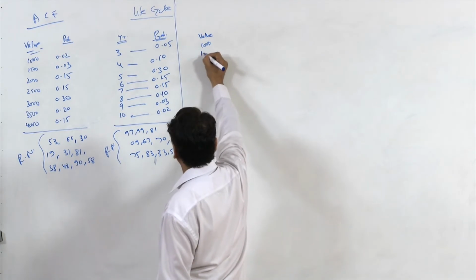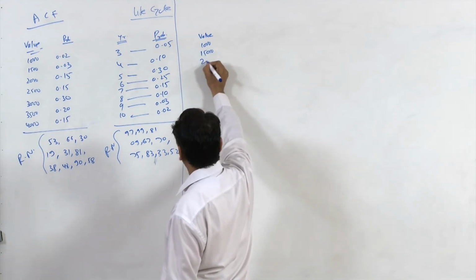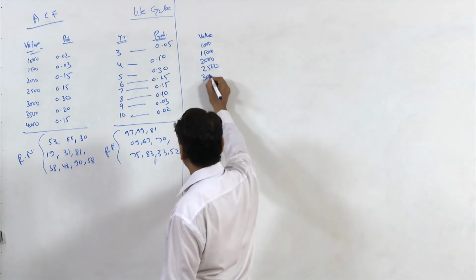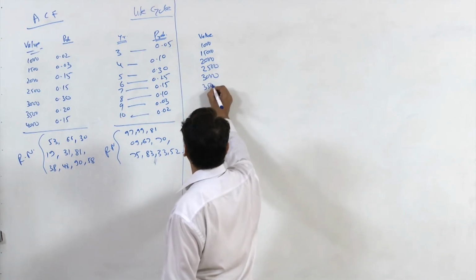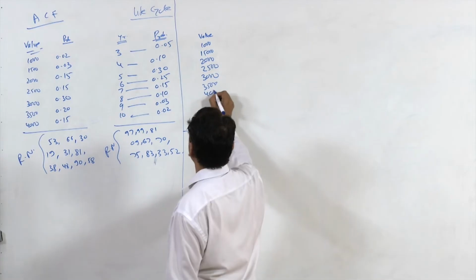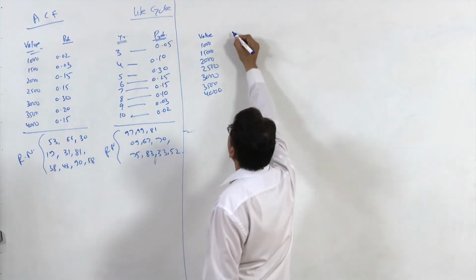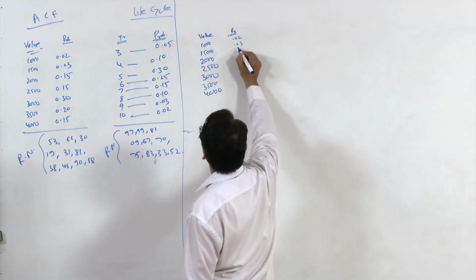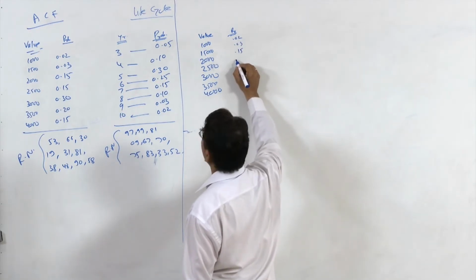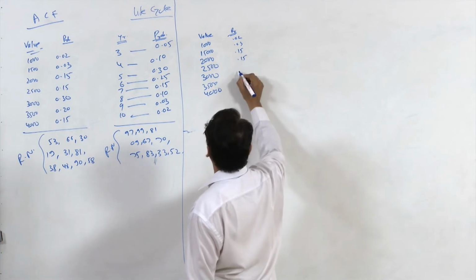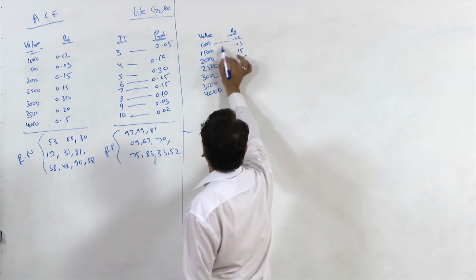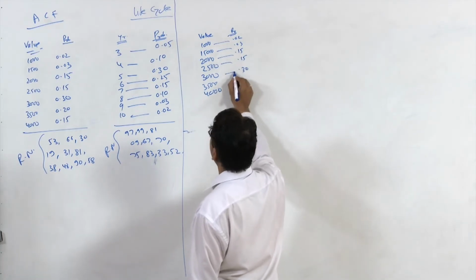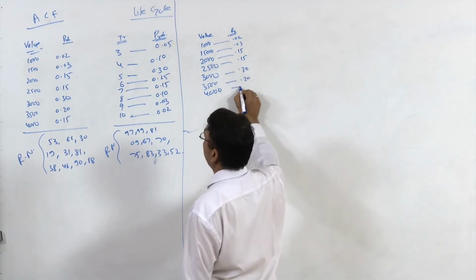Okay, so let's say value is 1000, 1500, 2000, 2500, 3000, 3500 and 4000, right? Probabilities are also given, so 0.02, 0.03, 0.15, 0.15, for 3000 it is 0.30, and for this is 0.20 and 0.15.